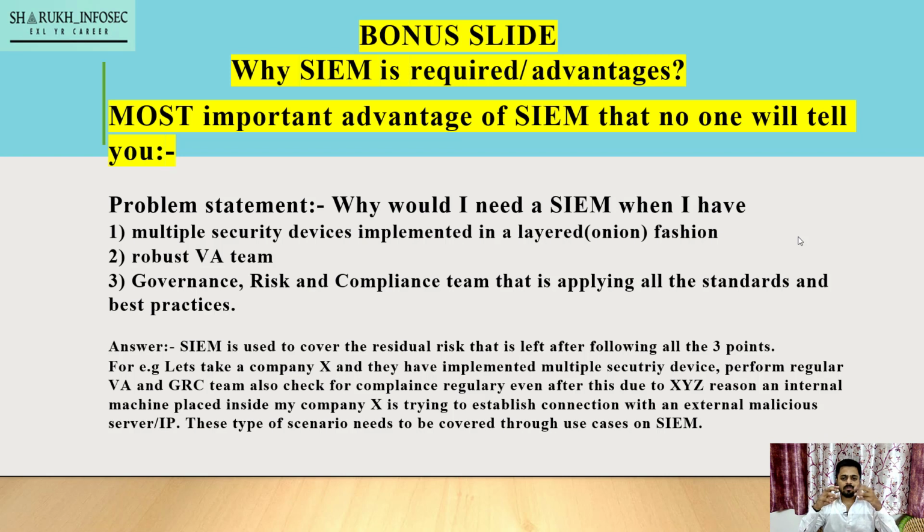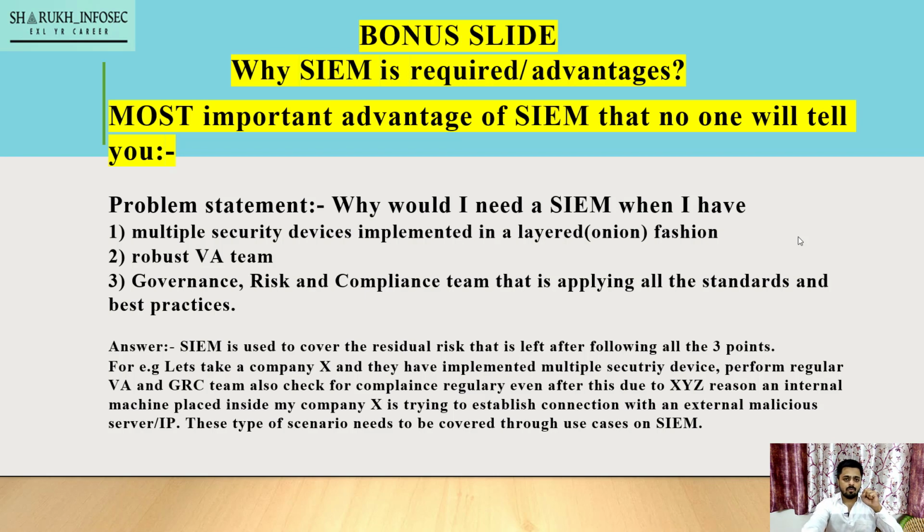For example, let's take a company X, and they have implemented multiple security devices, perform regular VA, and the GRC team also checks for compliance and regulations. Even after this, due to XYZ reason, an internal machine inside company X is trying to establish a connection with an external server IP. These types of scenarios need to be covered through use cases on the SIEM. This is the main thing, guys. This is the main crux that you have to understand.